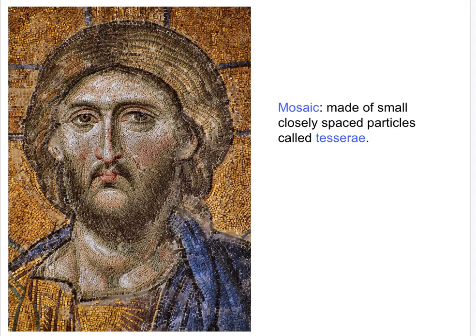Though you can tell, if you look at this image, you can see the little squares, the little pieces that have been made. Closely spaced particles, and these are called tesserae.